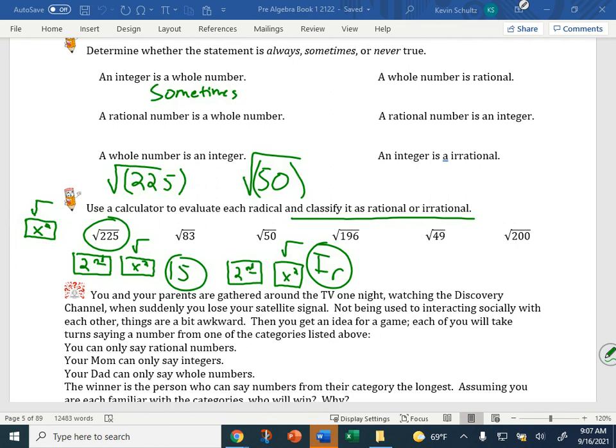The winner is the person who can say numbers from their category the longest. You just take turns, and whoever runs out of numbers first loses. Whoever can say numbers for the longest wins. Assuming you are each familiar with the categories, so you know what rationals are, your mom knows what integers are, etc., who will win and why? Okay? That is a question for you to answer.